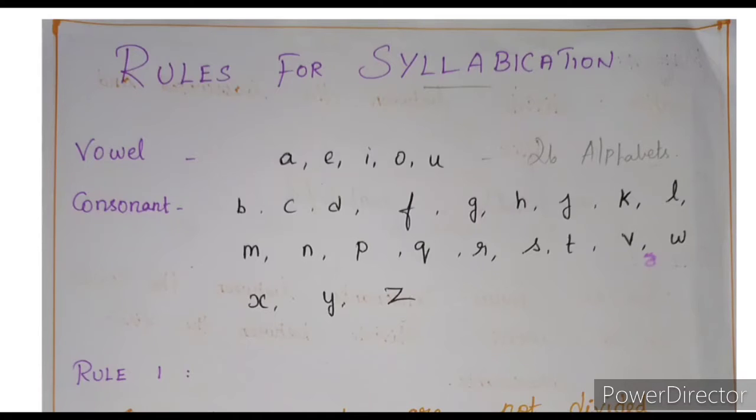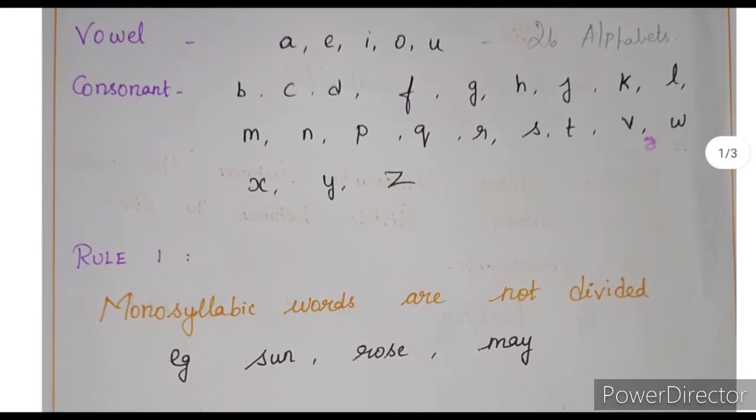Okay children, before I start with the syllabification, I hope you all know how many alphabets we have in English, which are the vowels and which are the consonants. So you all know that we have 26 alphabets in English, in which we have 5 vowels, that is A, E, I, O, U. Apart from these, all other letters are called consonants.